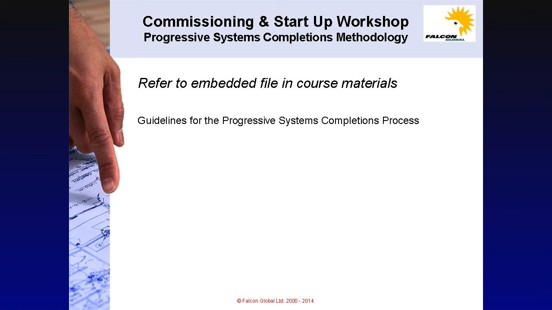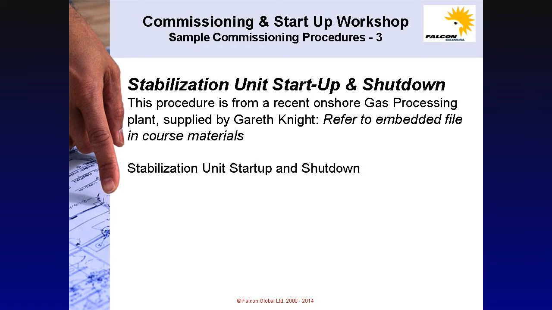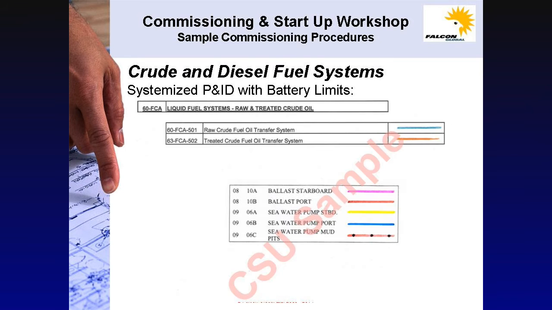Embedded are commissioning procedures for crude and diesel fuel systems with marked up P&IDs. Embedded is a commissioning procedure for start-up and shutdown of a stabilization unit. This is an excellent example taken from a recent onshore gas processing plant supplied by Gareth Knight. Slide 144.